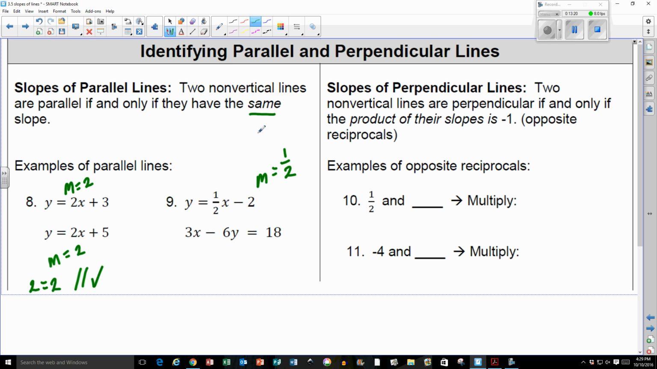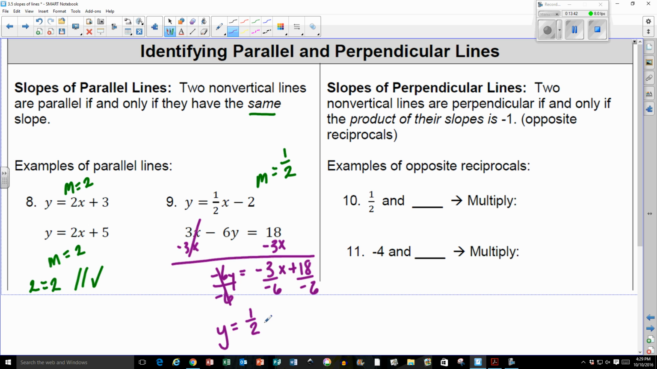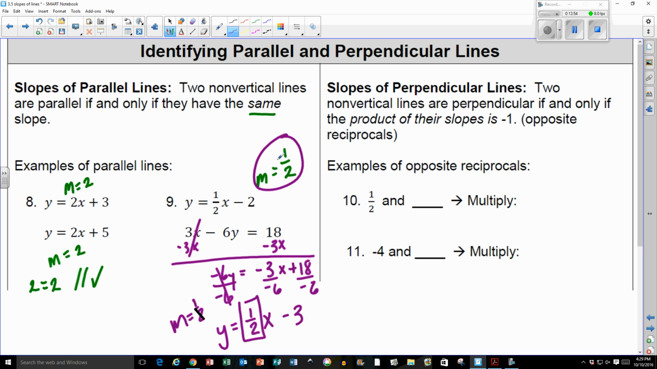Here I have to find the slope because they did not give it to me. So I'm going to subtract 3x from both sides. So I have negative 6y equals negative 3x plus 18. And then I'm going to divide every single piece by negative 6. So y is 1/2 x minus 3. And here the slope is 1/2. So these two lines are also parallel because they have the same slope.